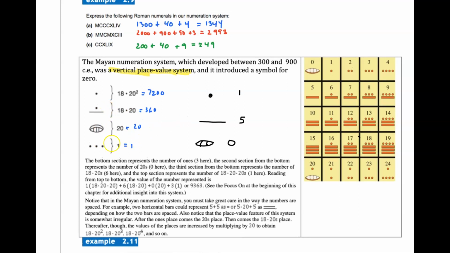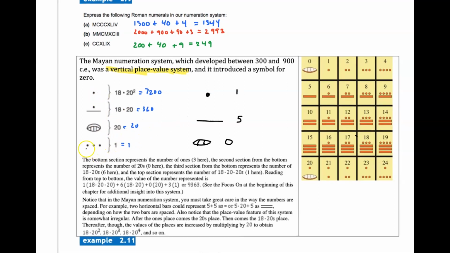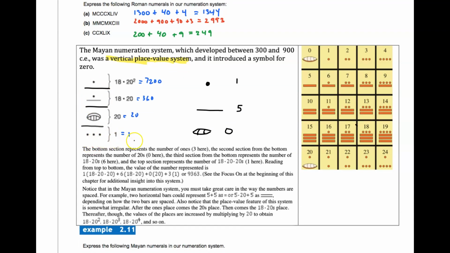And so each of these locations, you can see there are 4 levels, and each of those levels has some place value similar to our place value system here. So I see 3 dots here, and that's in the 1's place value. There's 0 here, and that's in the 20s. And then what's interesting is the next place value is 360, or 18 times 20. And then the next place value is 7,200.